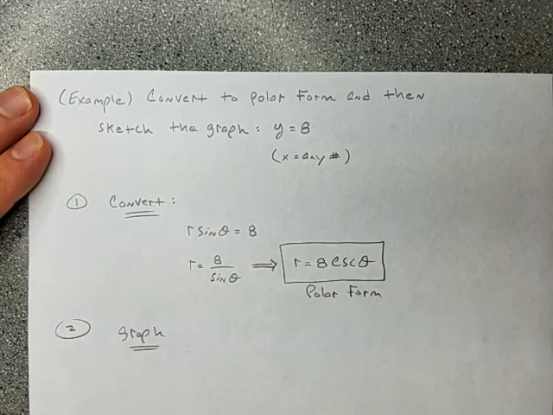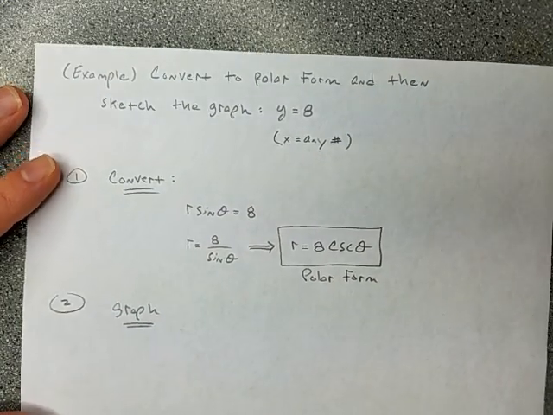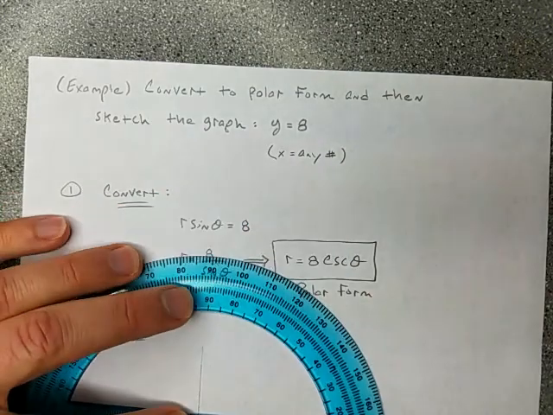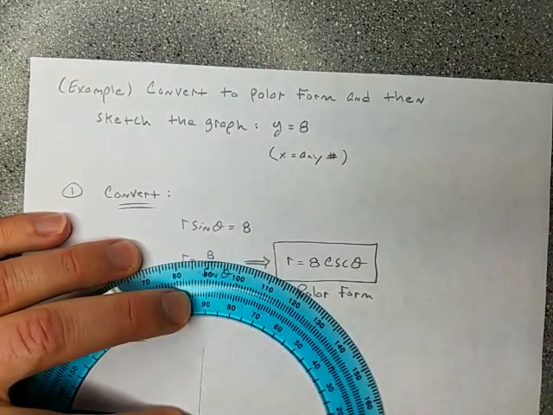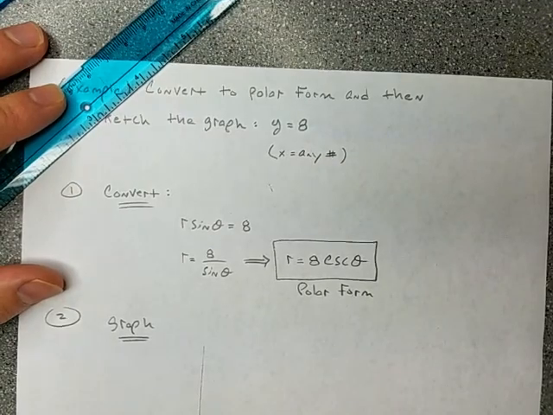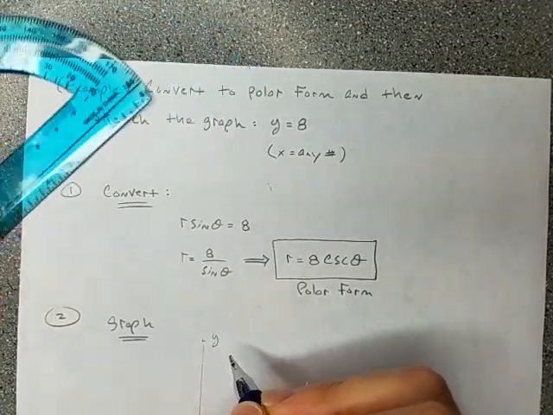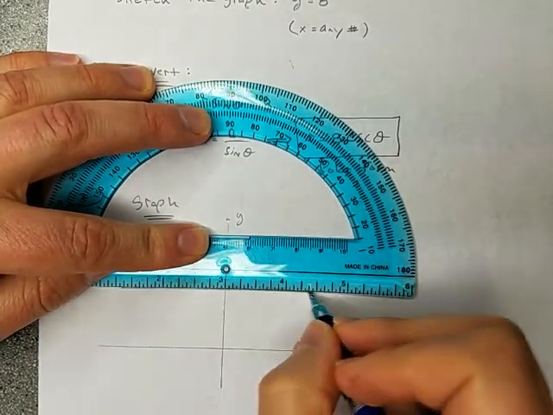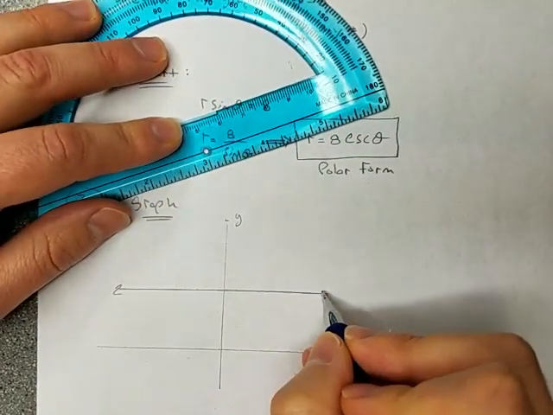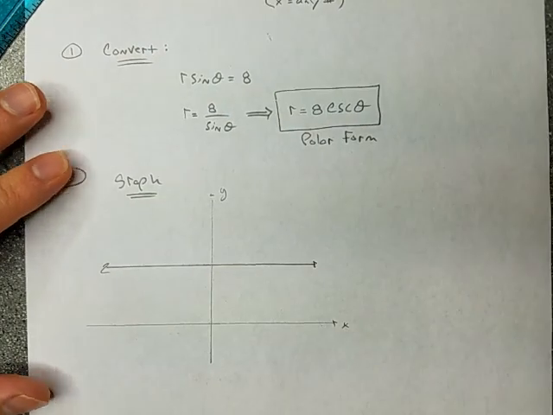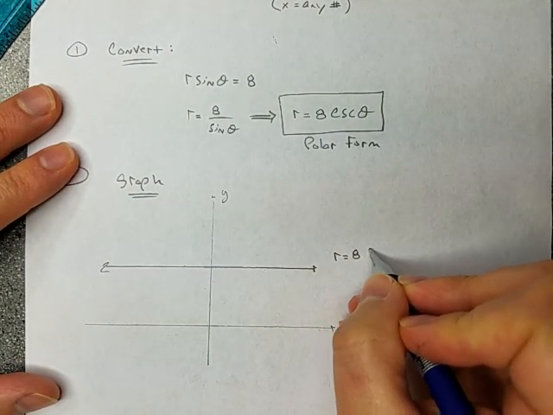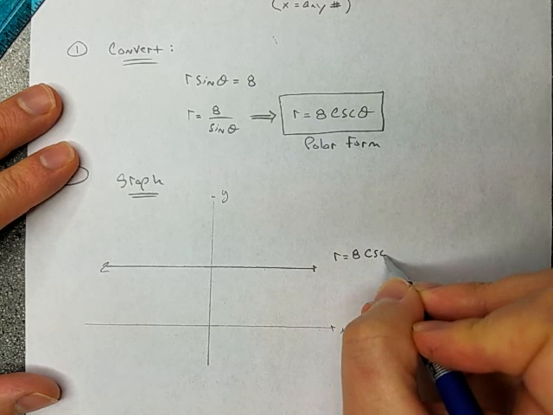And I want to unify it with this equation. So y is equal to 8. Yes, it is a horizontal line that goes through 8 on the y-axis. So suppose this is my ordinary graph paper. And you can imagine what a horizontal line looks like. There it is. All right. Okay. So there is r is equal to 8 cosecant theta.